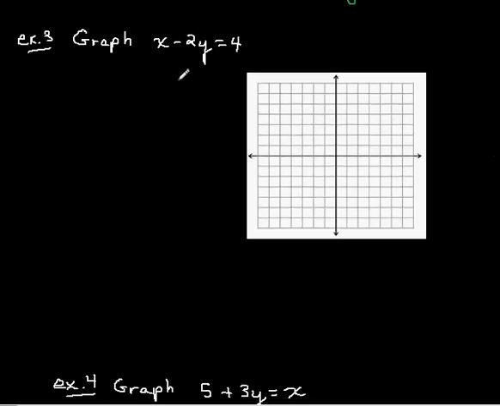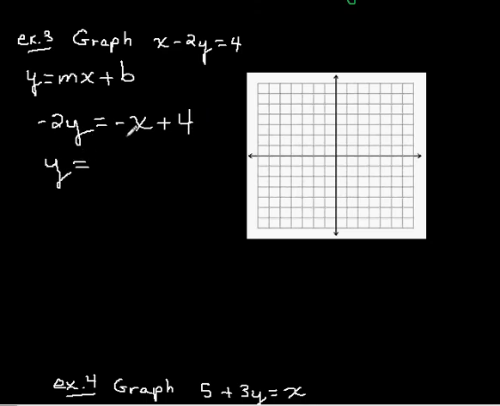This one is not in the form y equals mx plus b. So our first step is to get it into the right form by getting y by itself. So I'm going to get negative 2y. I'm going to subtract x from both sides. Negative x plus 4. Then I'm going to divide by negative 2. Y equals, I'm going to divide everything by negative 2.